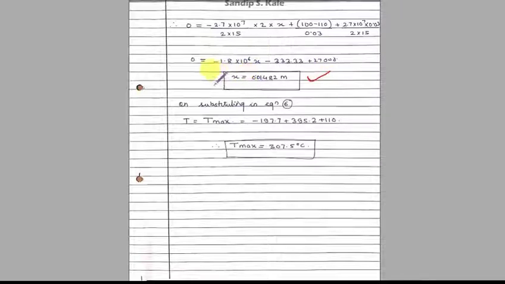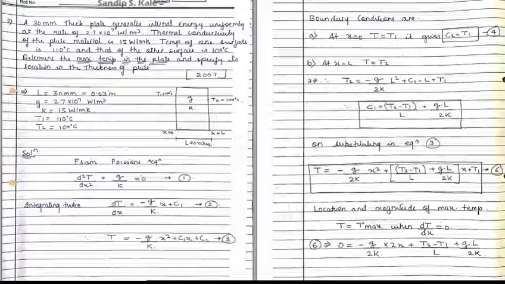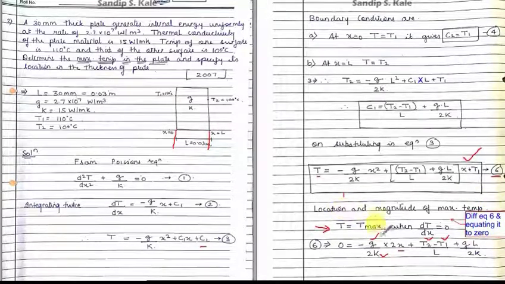Now we will again substitute this value of x in equation number 6. If we substitute x equal to 0.014 in equation number 6, you will get the value of T max. The maximum temperature that occurs is 307.5, and the location where it occurs is 0.014. So in this way we have solved this numerical.